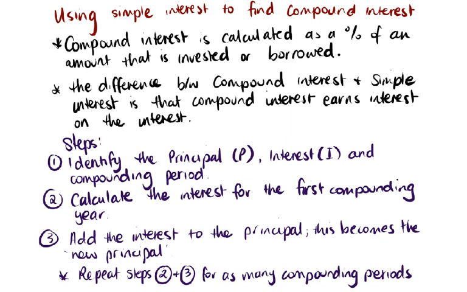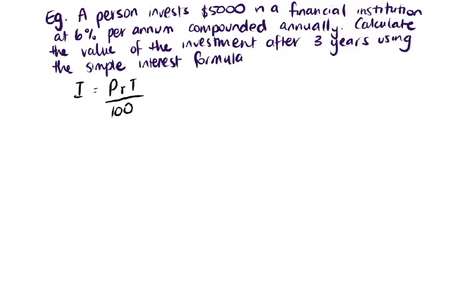The steps that we're going to use are, first, to identify the principal, the interest, and the compounding period. Second, we're going to calculate the interest for the first compounding year. We're then going to add that interest to the principal, and now this becomes the new principal. And we keep doing that for as many compounding periods as are written in the question. We're going to go through an example now.